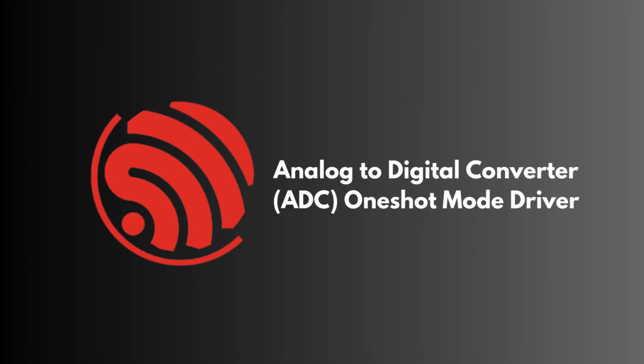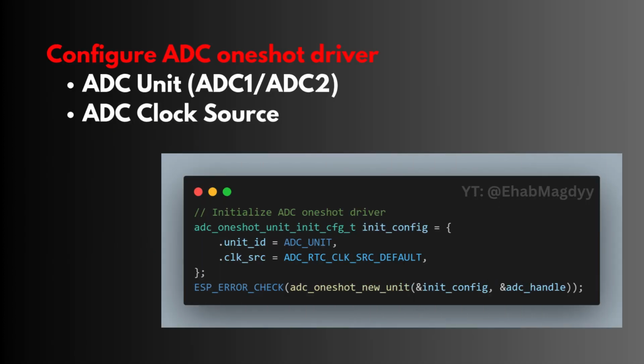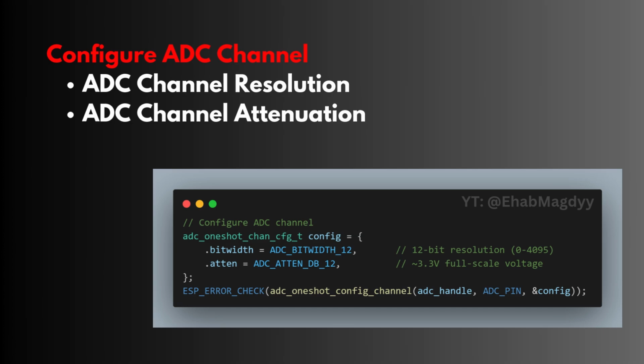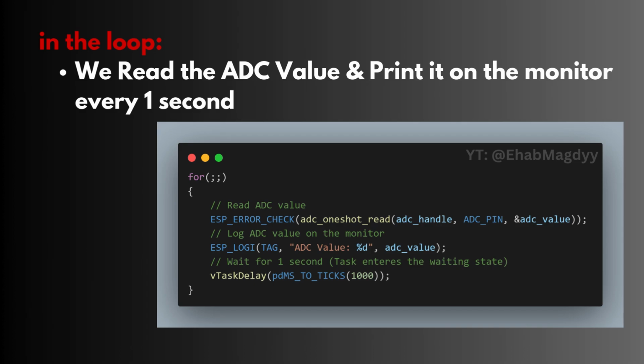Now, we will see how to configure and read the ADC value using one-shot mode. First, we need to configure the ADC one-shot driver, by giving it the ADC unit, which is ADC1 or ADC2, and the clock source. Second, we need to configure the ADC channel, by giving it the resolution and the attenuation, which is used to adjust the input voltage range of the ADC. Finally, in the loop we read the ADC value and print it on the monitor every 1 second.